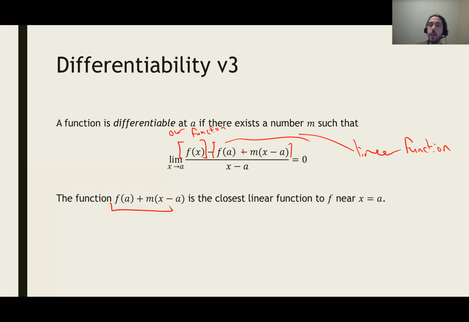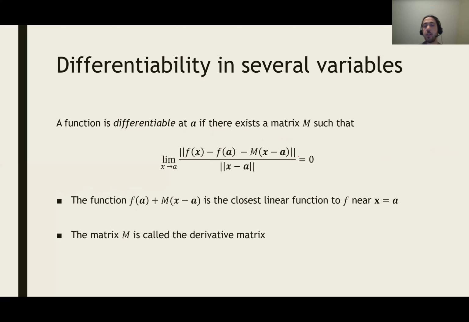And that's the definition of being differentiable that we're going to generalize by turning all of the numbers into vectors, and by replacing division of numbers, since we can't really divide vectors, we're going to divide lengths of vectors. So here's our definition of differentiability in several variables. A function is differentiable at a if there is some matrix M out there, which we think of as our slope, so that this limit of f of x minus this linear function, f of a plus M times x minus a, is going to 0 more quickly than x minus a is, in the sense that this ratio tends to 0 as x goes to a.